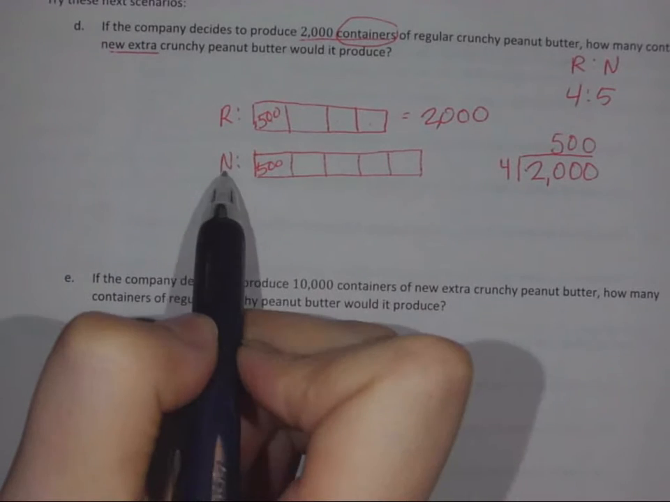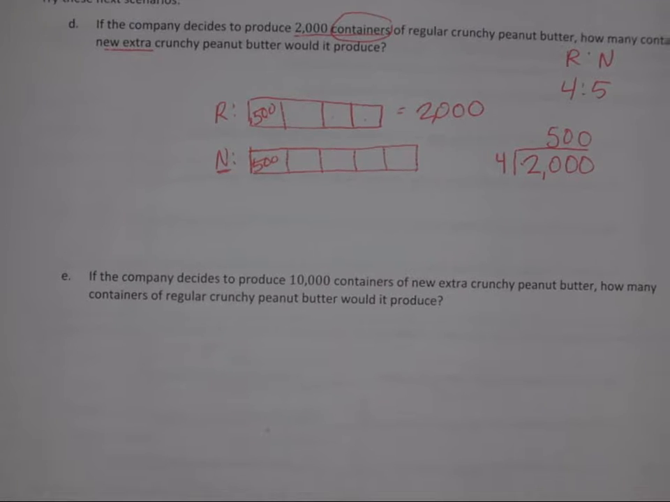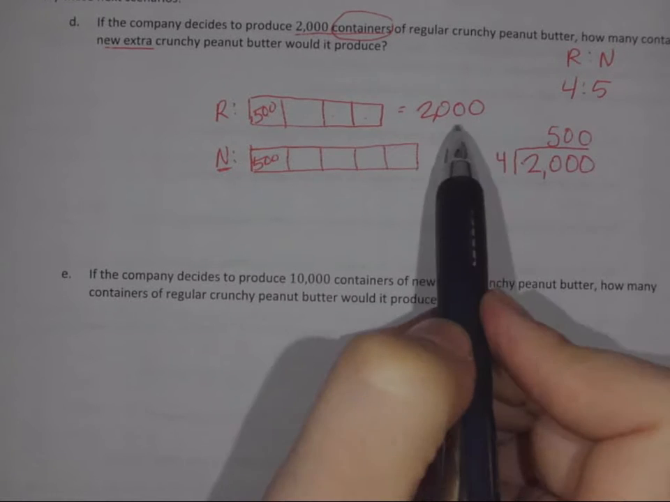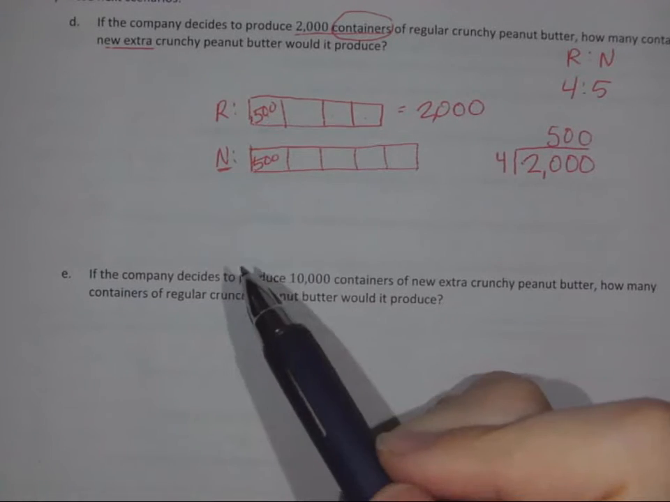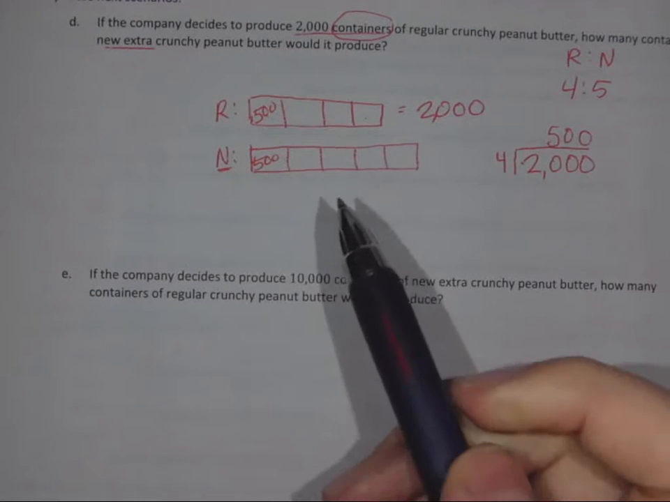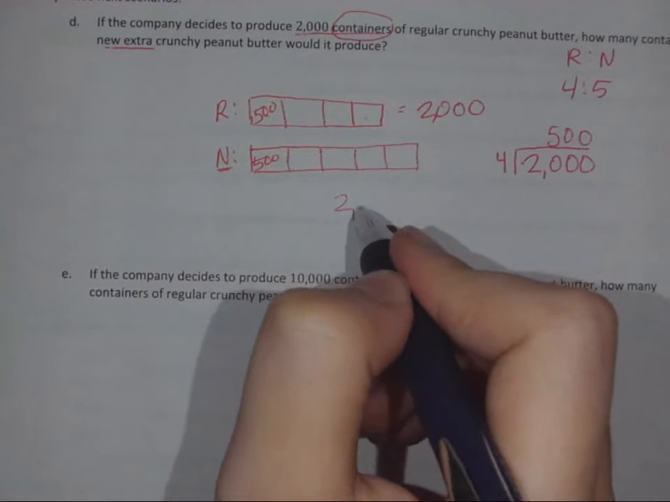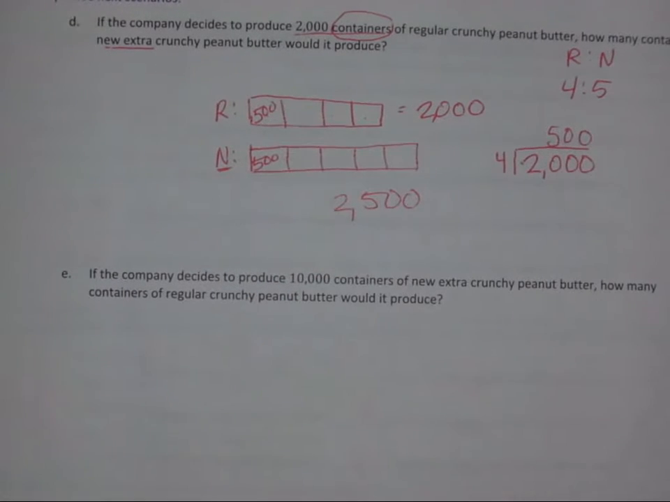So then how many containers of new extra crunchy peanut butter did the company make, Leilani? 500. Wait, no. For the new? So they made 2,000 total regular. Well, each one of these is worth 500. Marina, help her. 2,500.